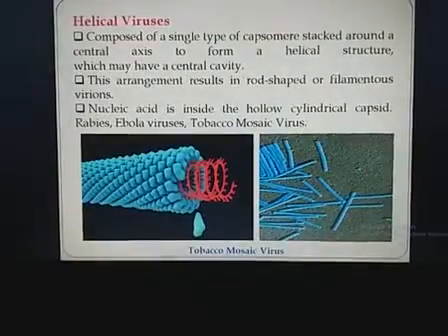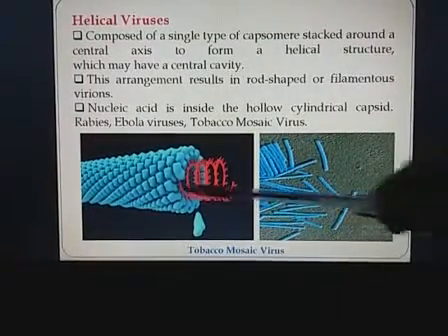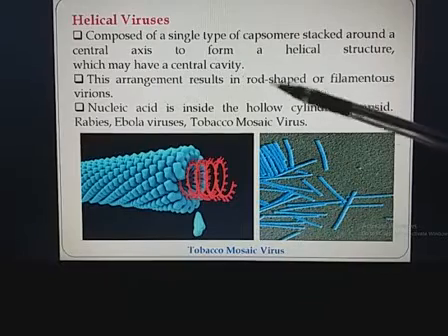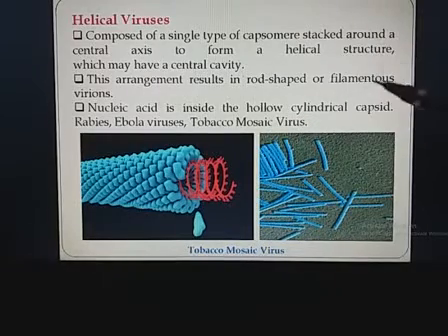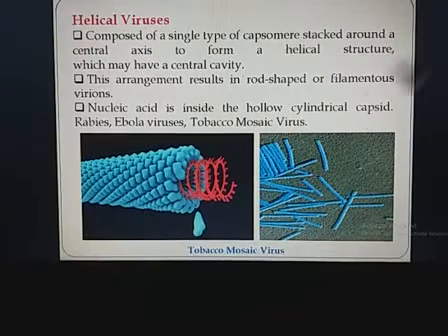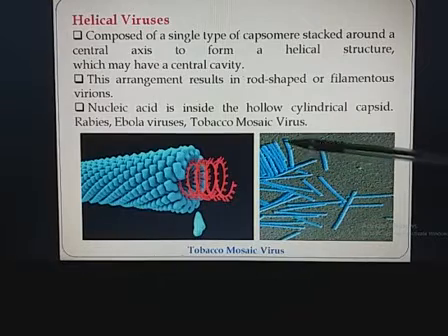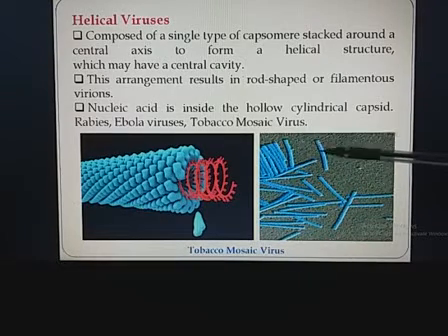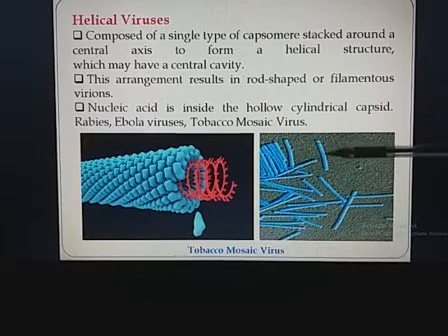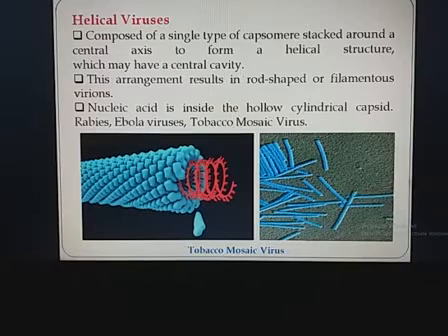Okay, now this is the helical virus. You can see here this is the helical virus, which is composed of a single type of capsomere stacked around a central axis to form a helical structure, which may have a central cavity, and within that cavity the nucleic acid is actually present, either RNA or DNA. So this arrangement results in a rod-shaped filamentous virion. So you can see here these are the helical viruses where the helices form a filamentous or filament-like structure.